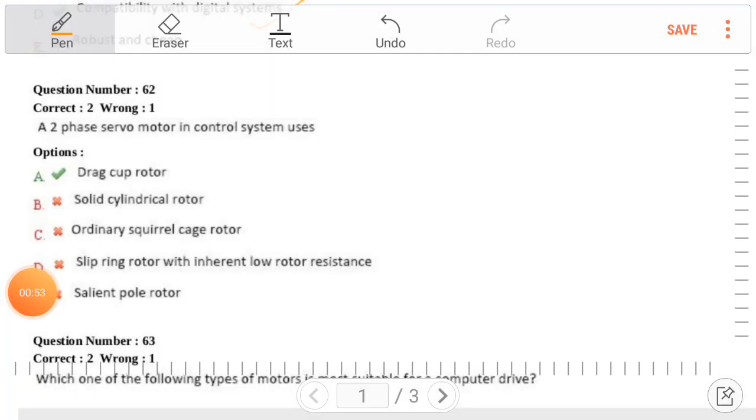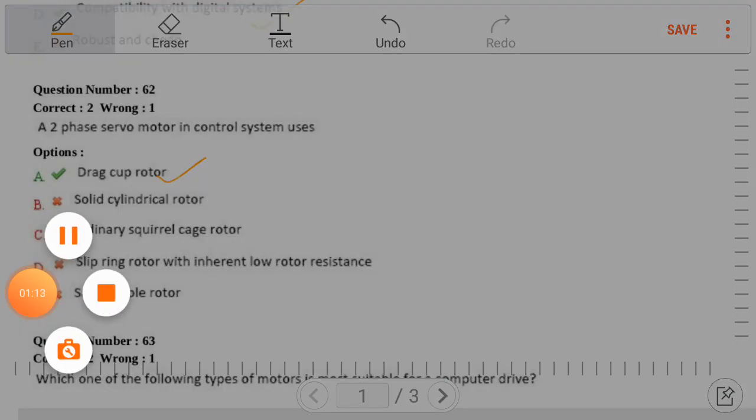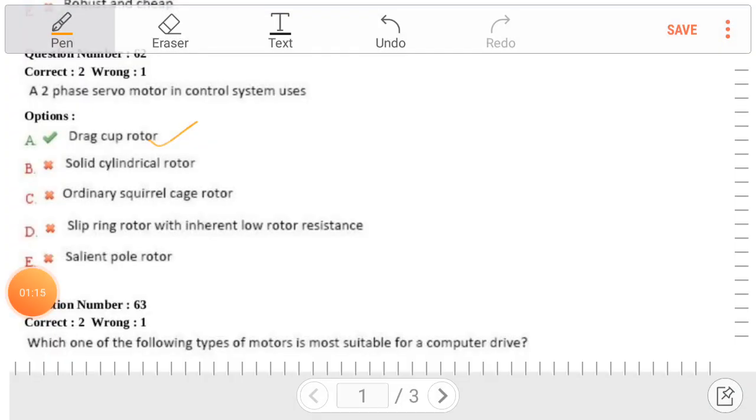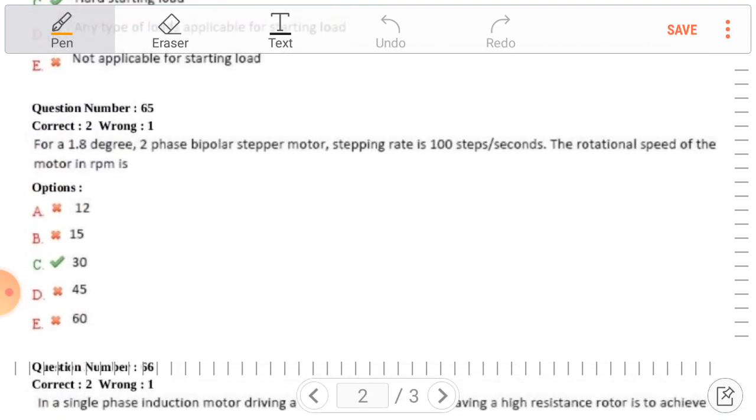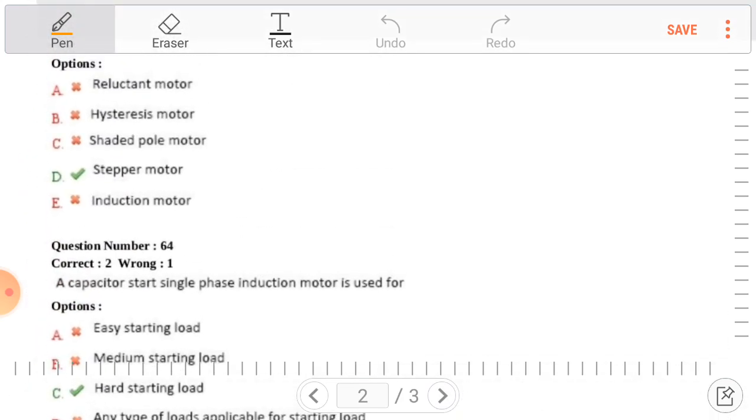In the next question, a two-phase servo motor in a control system uses which type of rotor? Drag cup, cylindrical, squirrel cage, slip ring with internal low rotor resistance, or salient pole rotor. So option A is correct. Drag cup rotor is used in two-phase servo motors. In the next question, which one of the following types is most suitable for computer drive? So we know which motor is suitable. It is the stepper motor. Option D is correct.